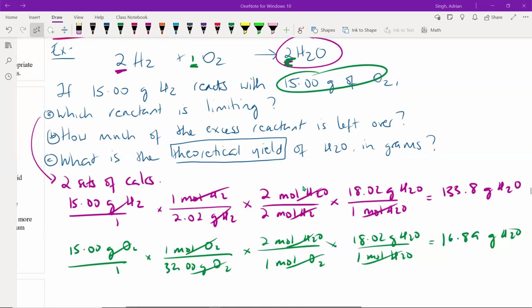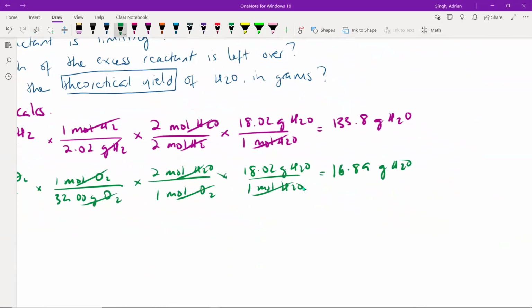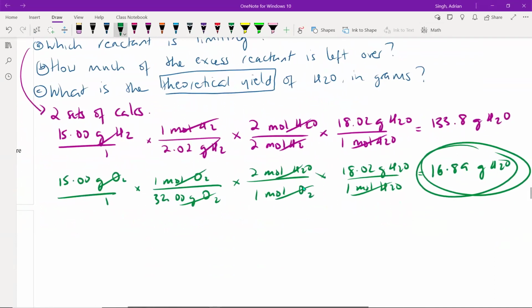It's going to give us 16.89 grams of H2O. So same thing as we did before, we're going to compare these two numbers. Which one is the smaller? Well, the 16.89 grams is the smaller. And how did I get that? Well, I get that from starting with the oxygen.